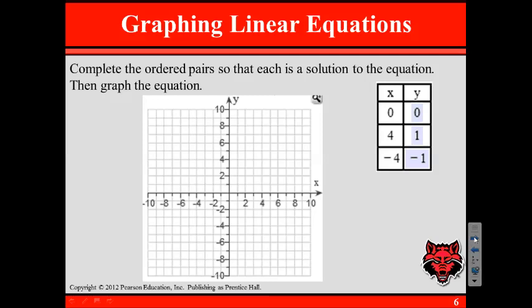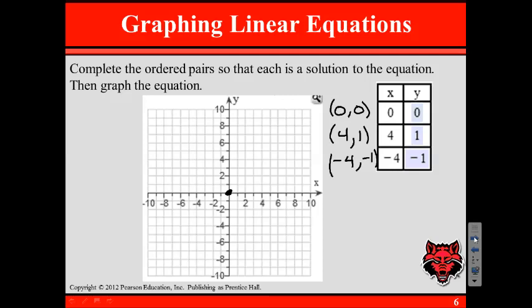So starting with the first point, 0, 0, I just want to remind you again, this table just shows us 3 ordered pairs. So we start with the first, 0, 0. And if you remember, 0, 0 is exactly the origin. We don't move any in either direction.